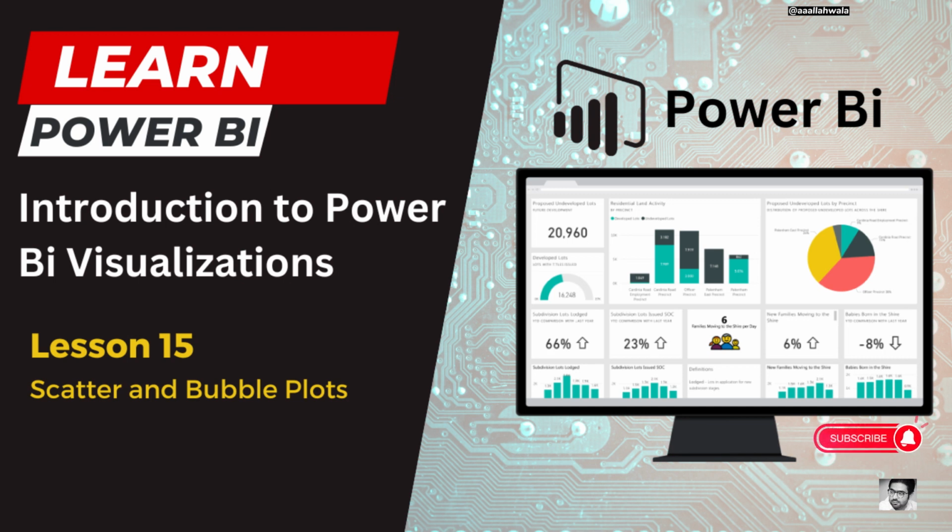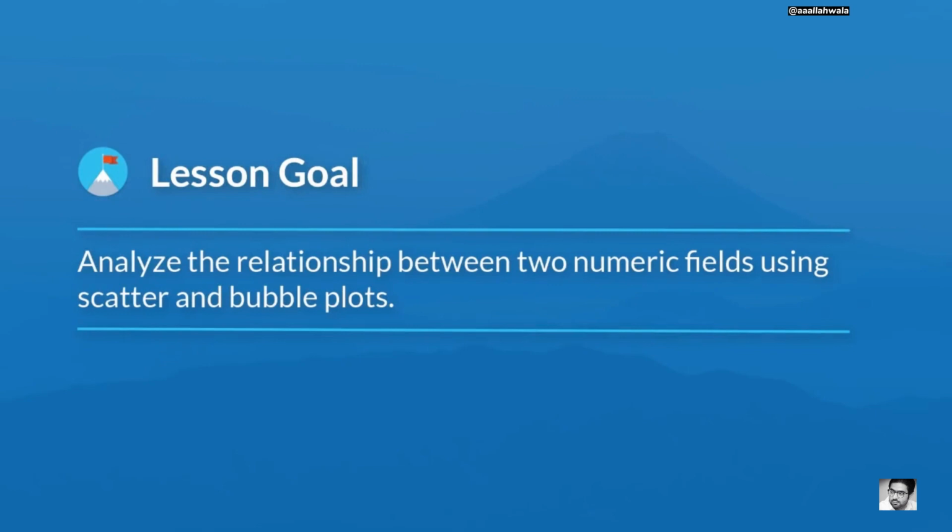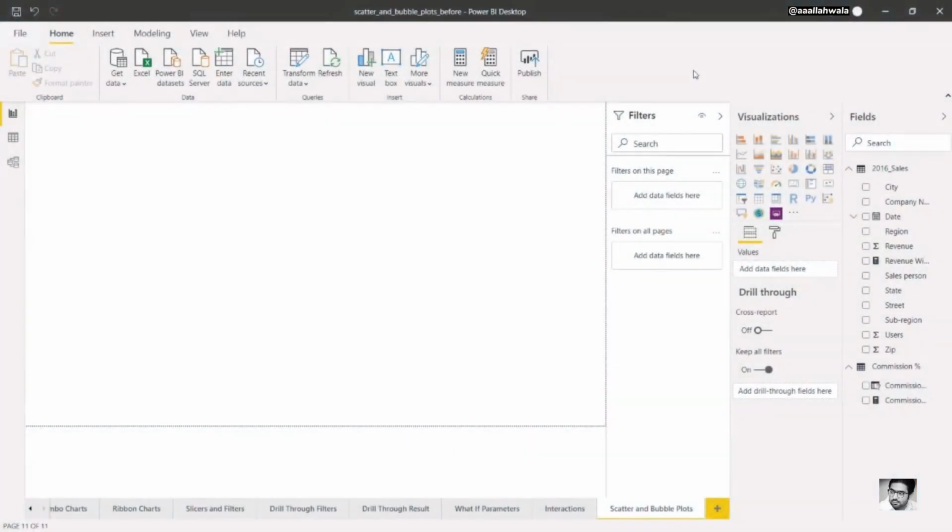In the previous lesson, we learned how to use the Analytics pane to add reference lines to charts. In this lesson, we'll analyze the relationship between two numeric fields using scatter and bubble plots. In our data set, we may want to know how the relationship between revenue and number of users varies between salespeople. Are some salespeople bringing in considerably more revenue per user than others? A scatter plot makes it easy to find out.